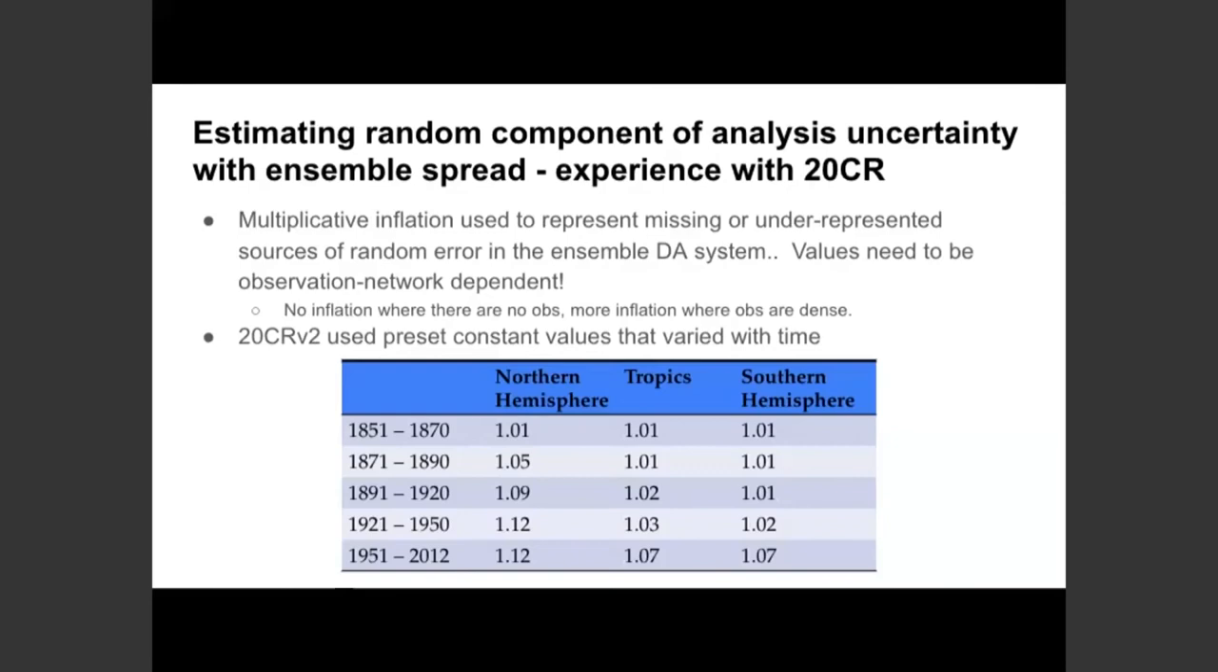So first of all, for the random component, in the first version of the 20th century reanalysis, we were somewhat naive and used a very simple constant multiplicative inflation to represent some of the missing or underrepresented sources of random error in the ensemble DA system. So we had a single constant over the northern hemisphere, another constant over the tropics, and another constant for the southern hemisphere that was simply applied to the ensemble perturbations at every assimilation step to increase the variance to make up for those sources of uncertainty that we weren't representing.